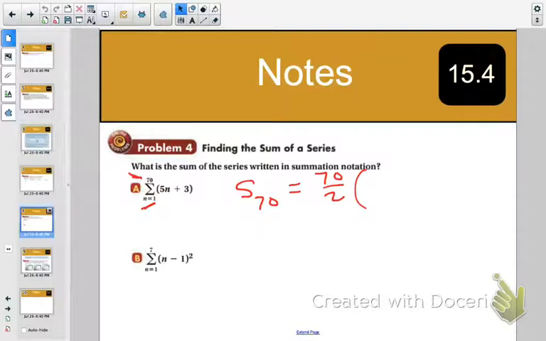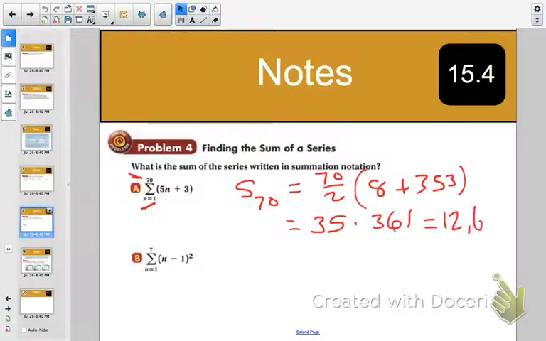So if we plug in 1, we get 5 times 1 plus 3 is 8, plus 5 times 70 is 350, plus 3, 353, so 35 times 361, which is 12,635.